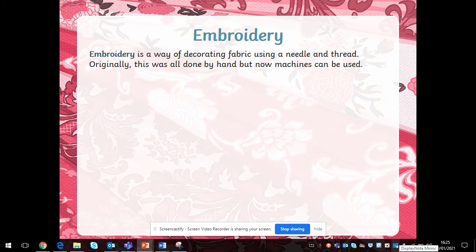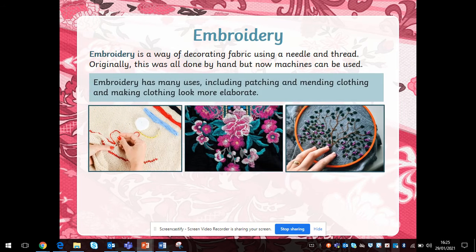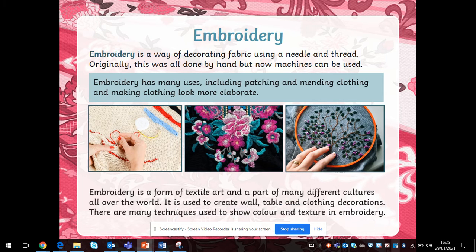Embroidery. Embroidery is a way of decorating fabric using a needle and thread. Originally, this would all be done by hand, but now machines can be used. So for example, if you've got a jumper with a badge on your uniform, that will have been embroidered. So embroidery has many uses, including patching and mending clothing, and making clothing look more elaborate. So elaborate means interesting and intricate.